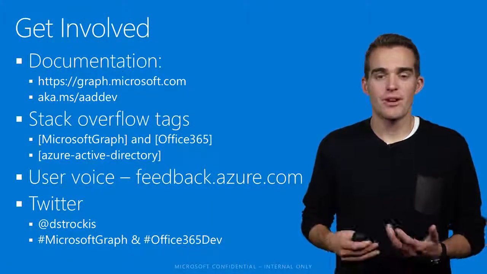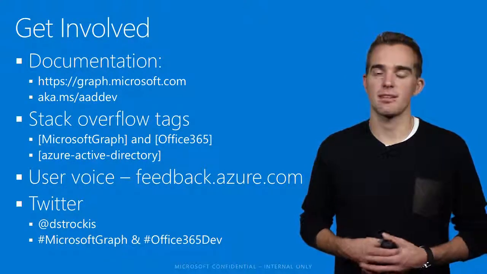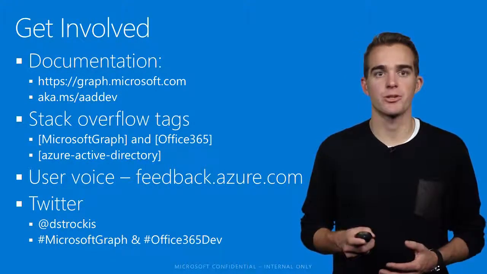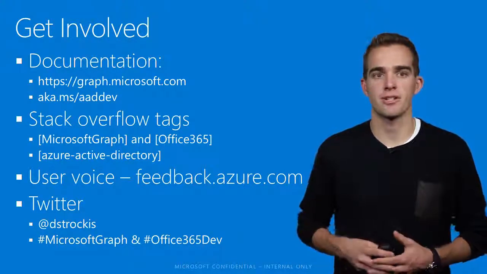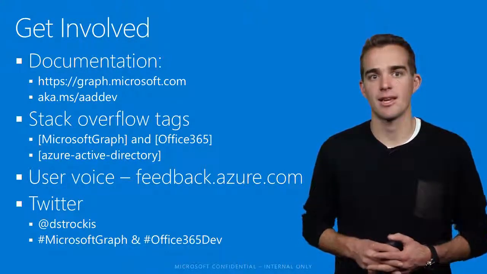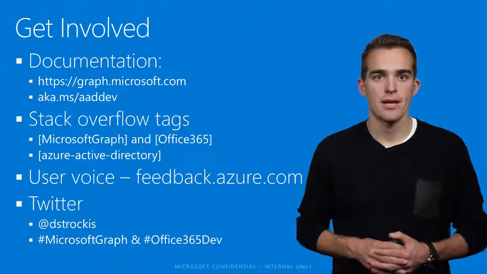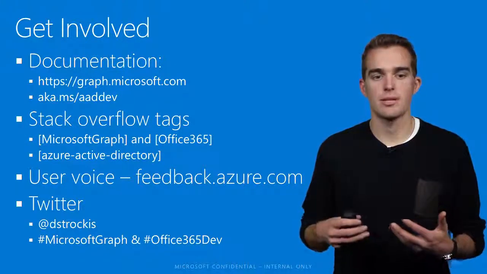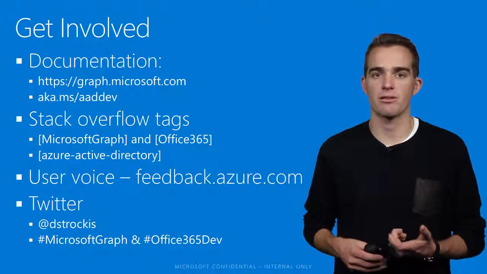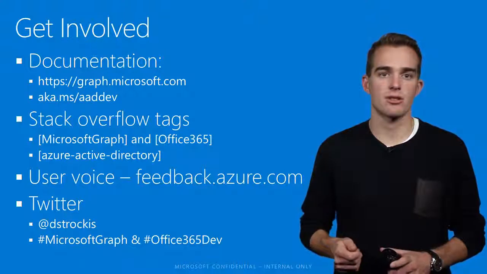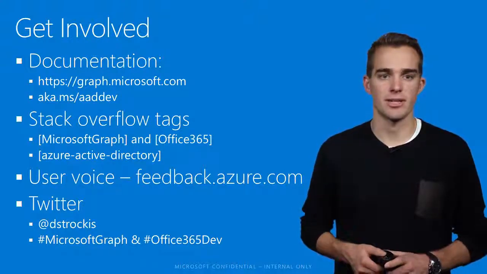So if you want to get involved, try things out. There are some great resources out there for you. The documentation is definitely the best place to start. It'll be available for you shortly at graph.microsoft.com. There's also some additional reference information available at aka.ms/aaddev, which will take you to the azure.com documentation. If you're trying things out and you hit some speed bumps and stumbles, try Stack Overflow. That's the best place, and we monitor it very closely. If you use the tags Microsoft Graph or Office 365 or Azure Active Directory, you'll get our attention the quickest.